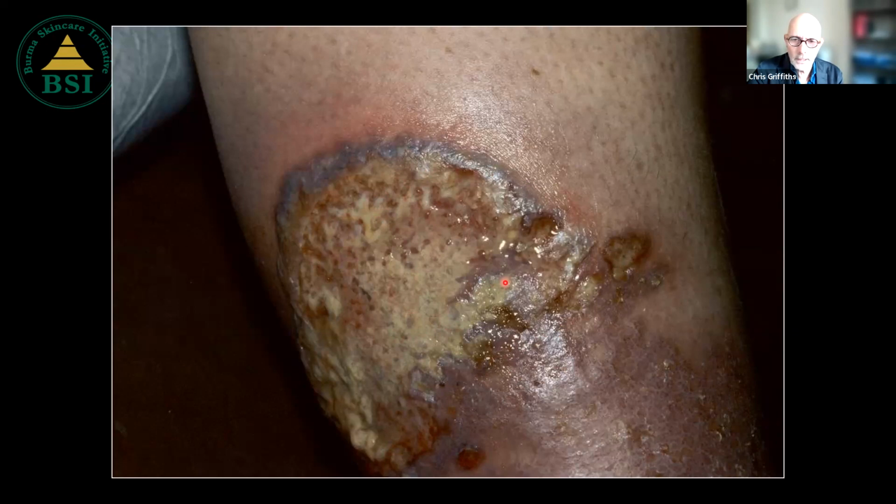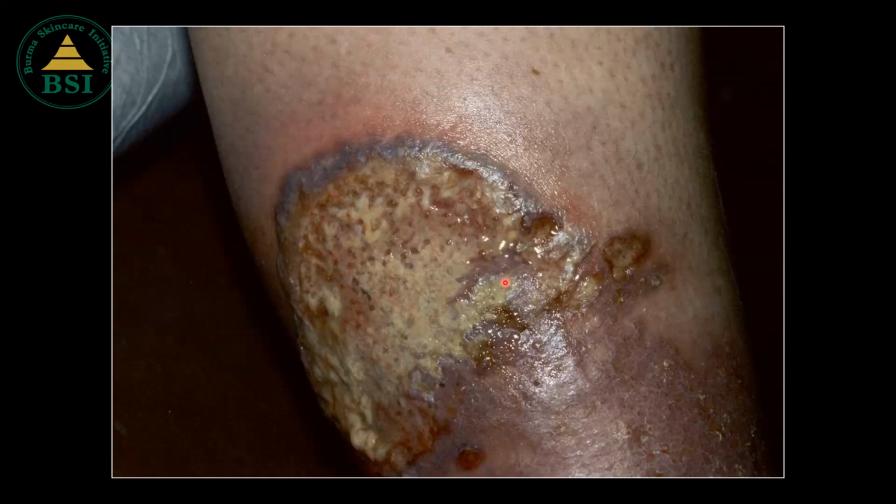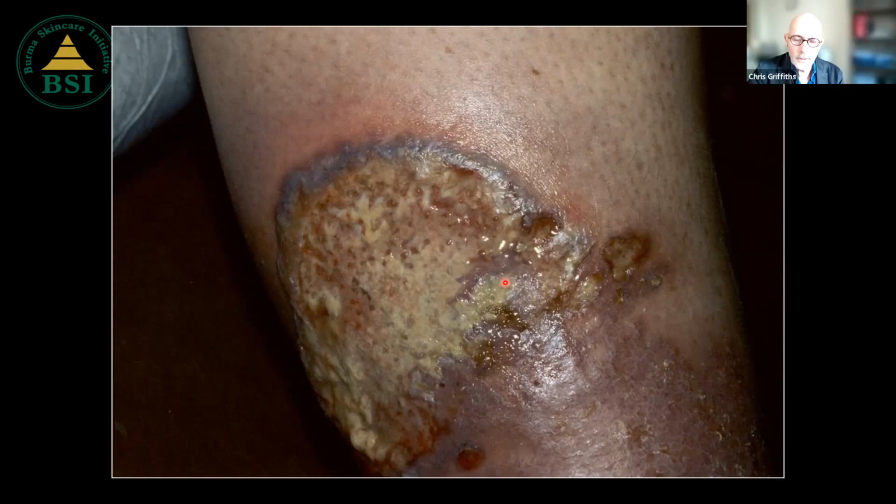Any thought what this might be? Could it be necrobiosis lipoidica diabeticorum? Very good. Yeah, that is in the differential for certain. If it had been on both shins, then that would have been much more likely. Necrobiosis lipoidica diabeticorum tends not to have this sloughy base. It tends to be much more indolent, taking a long time to develop.